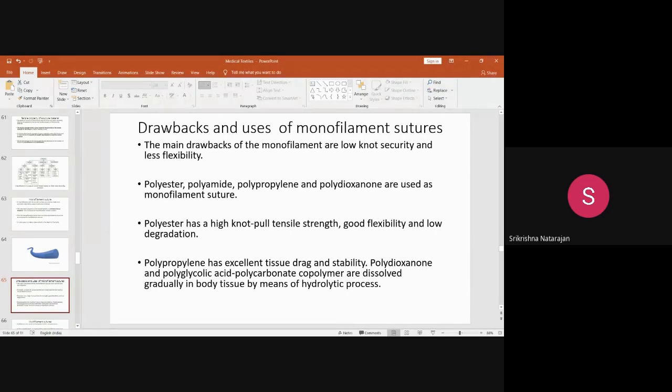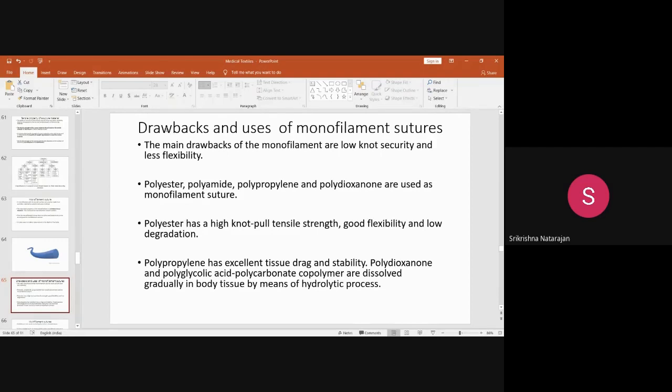And there are a number of fibers used as a monofilament, which we have just seen, like polyester, polyamide, polypropylene, polydioxanone. These are used as monofilament sutures. And if you see, there are some properties of these fibers. For example, polyester has a high knot pull and tensile strength, but flexibility is less and the degradation is low. It will take more time to degrade.